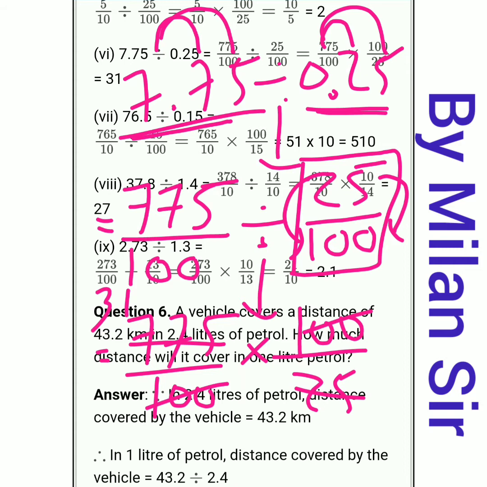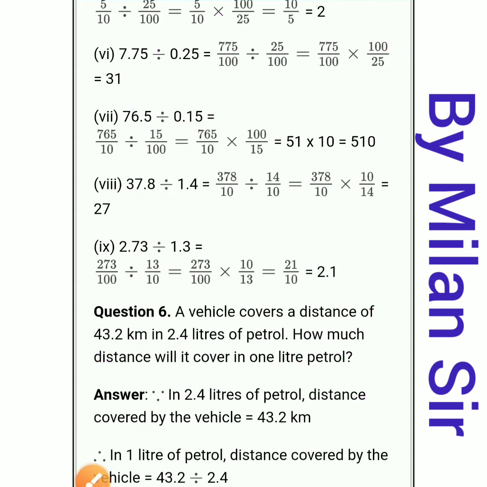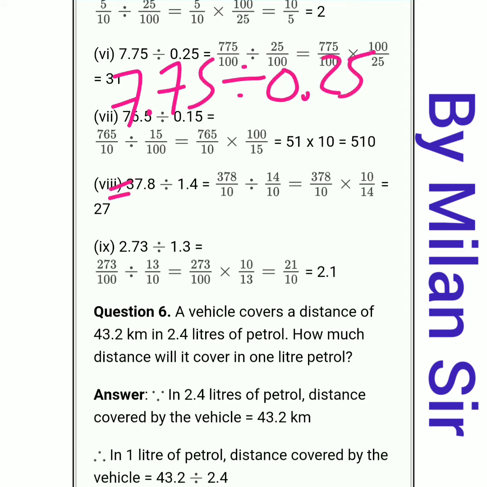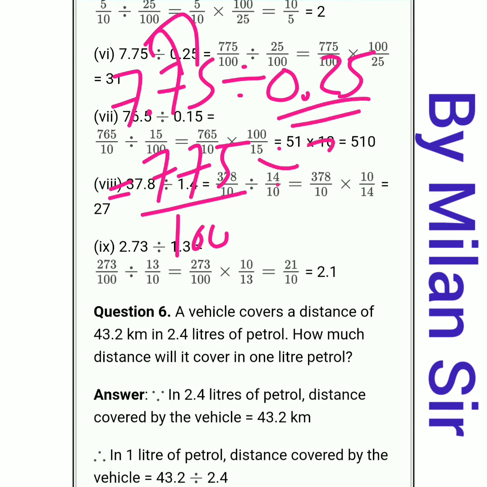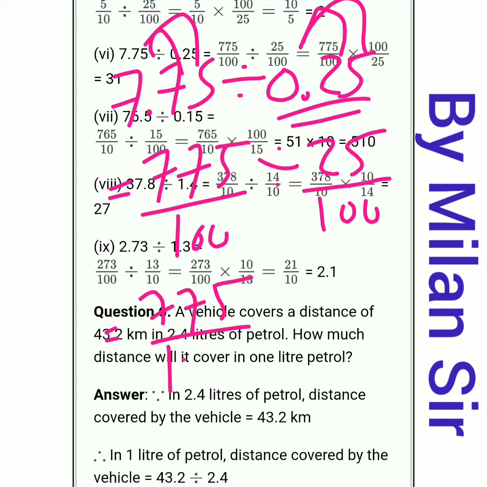Okay, so if we divide 775 by 25, we get 31. Again I repeat this question, 7.75 divided by 0.25. First of all, ignore the decimal point, so 775. After the decimal point two digits are there, so 100. The divisor is 0.25, ignore the decimal point, so 25, and after the decimal point we have two digits, so we need to write 100. Now here 775 divided by 100.